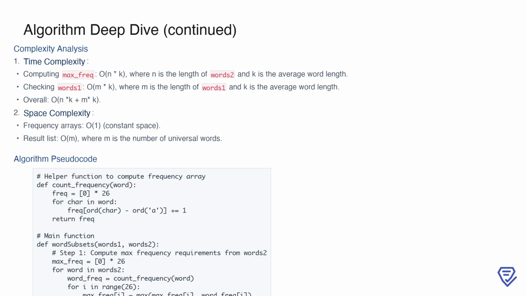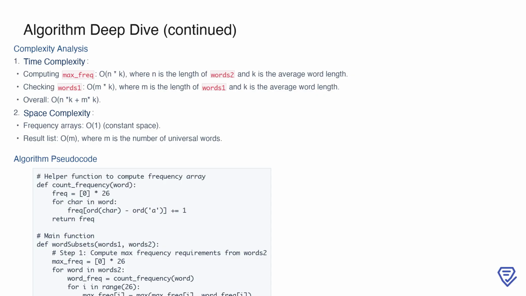Filtering words 1 involves a similar process. For each word in words 1, we calculate its frequency and compare it with max_frequency, resulting in m*k, where m is the number of words in words 1. Combining these steps, the overall time complexity is n*k plus m*k.